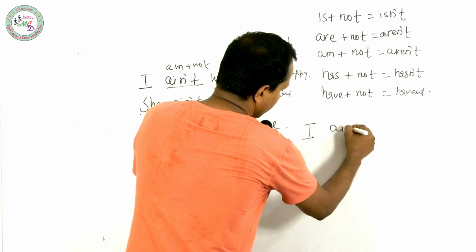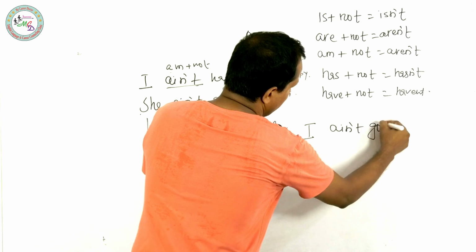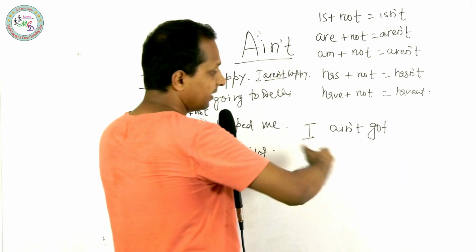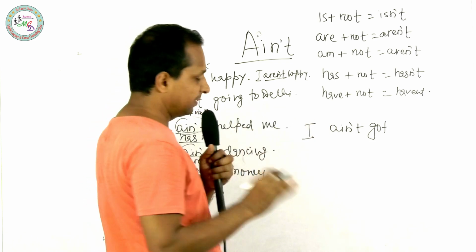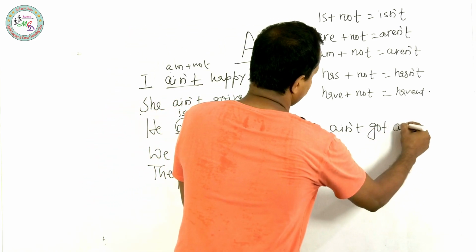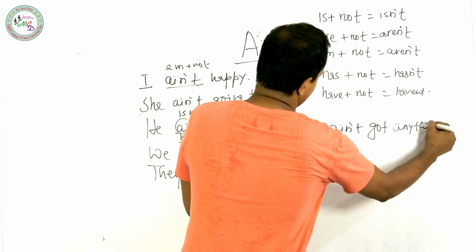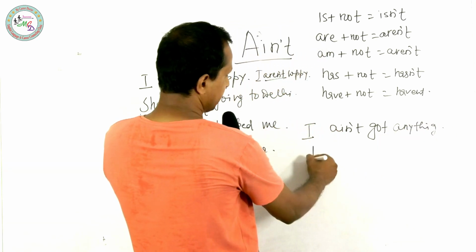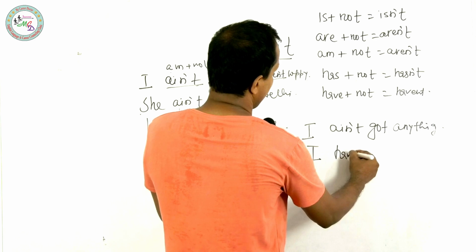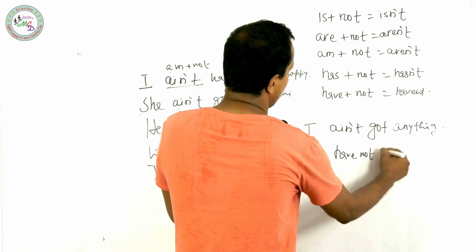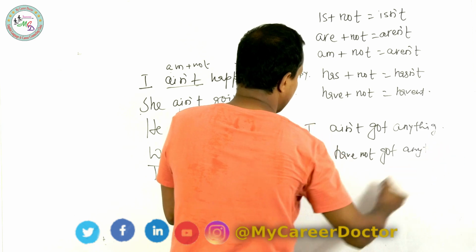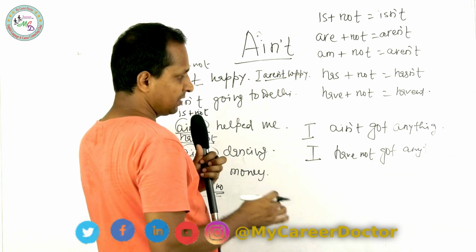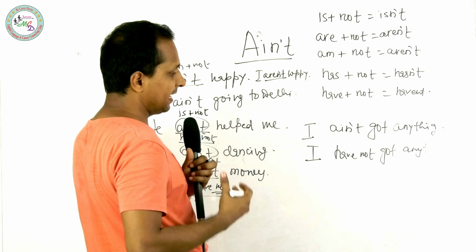So all right, like I ain't got. There is also a word called nothing. When we use it two times as negative, I ain't got anything. So we say it here, I have not got anything. जैसे बोलते हैं ना, I have something, I have not anything, or I have not got.